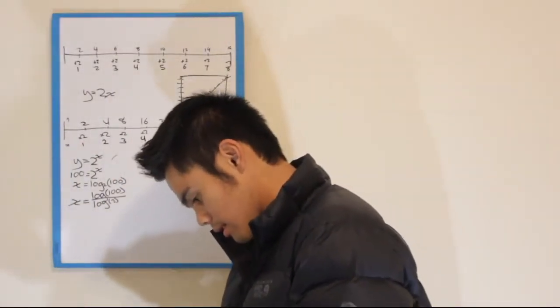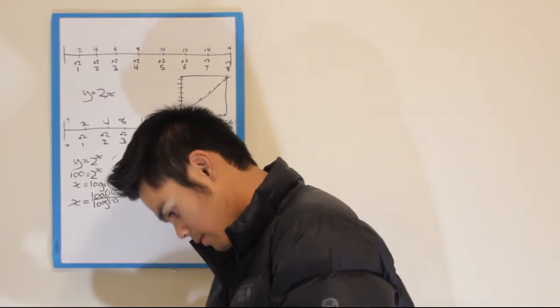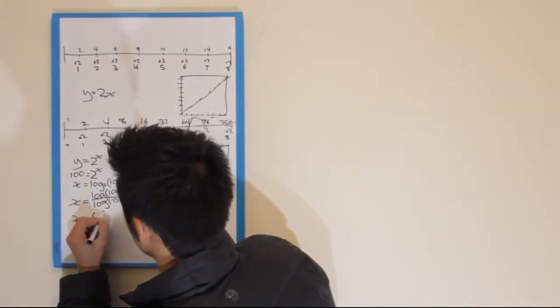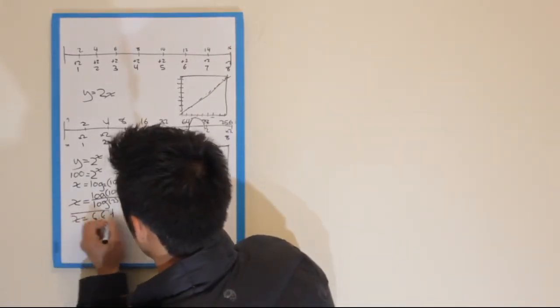So log of 100 over log of 2, that's 6.64. So x is equal to 6.64.